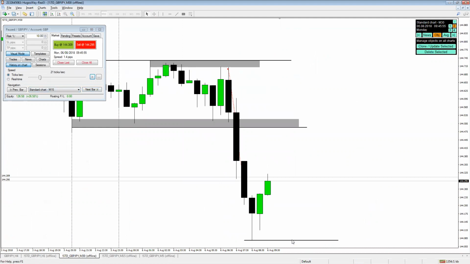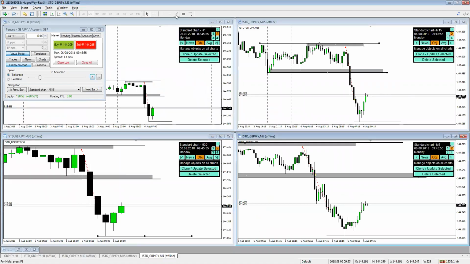Get the recent low. So what does that mean? Like recent low of London or London Open?